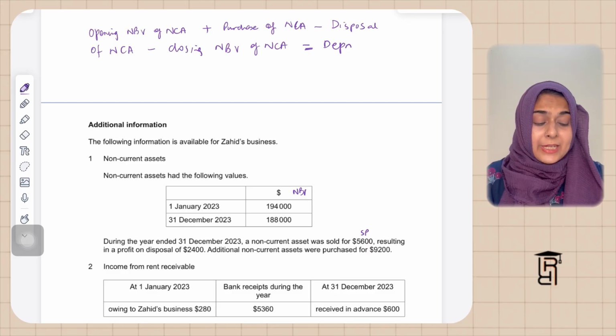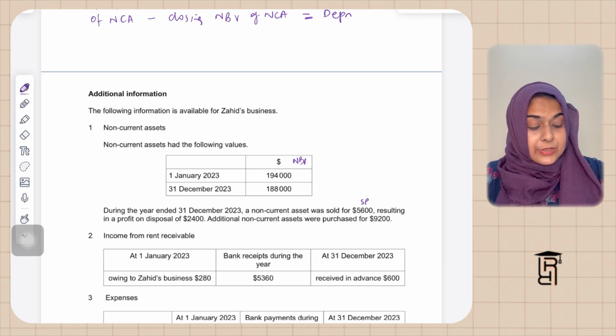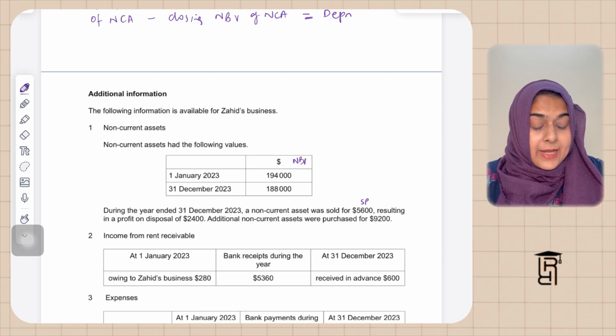तो मुझे ये नहीं पता कि नेट बुक वैल्यू कितनी है फॉर माई एसेट विच आई हैव डिस्पोज्ड ऑफ. So the asset which I have disposed of, I have disposed it off at 5,600, which is my selling price. But what happens is that profit कब होता है, मुझे profit हुआ ना. प्रॉफिट तब होता है जब आपकी सेलिंग प्राइस जो होती है वो ज़्यादा होती है अपनी नेट बुक वैल्यू से.